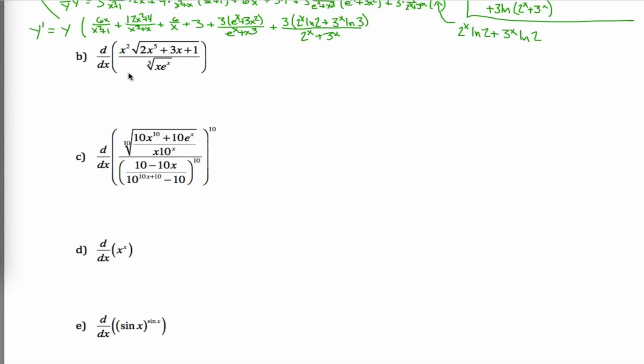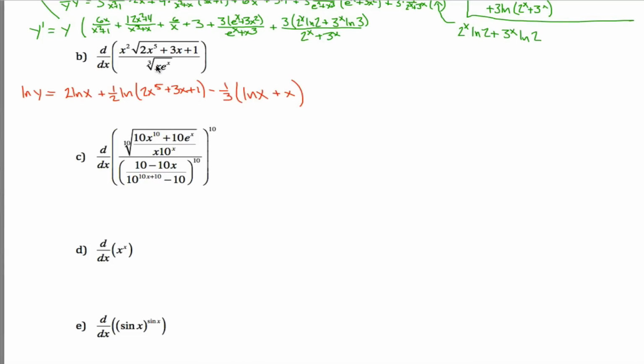Okay, so this derivative here, same basic idea. I'm going to get the natural log of y is equal to the natural log of all this stuff, which I can write as 2 natural log of x plus 1/2 natural log of 2x to the 5th plus 3x plus 1 minus 1/3 times the natural log of x plus x. So what did I do there?